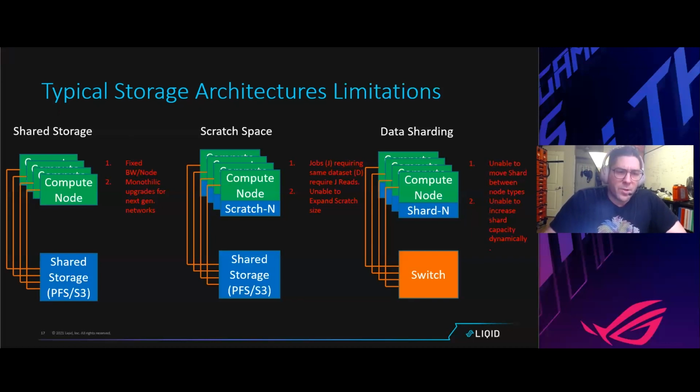Data sharding has similar performance implications as the scratch disk approach. You can't really move data between node types. The shard lives on the server. That's the whole concept. And when you want to increase the capacity of your shard, you usually have to buy new servers or new SSDs. Things are not as dynamic.